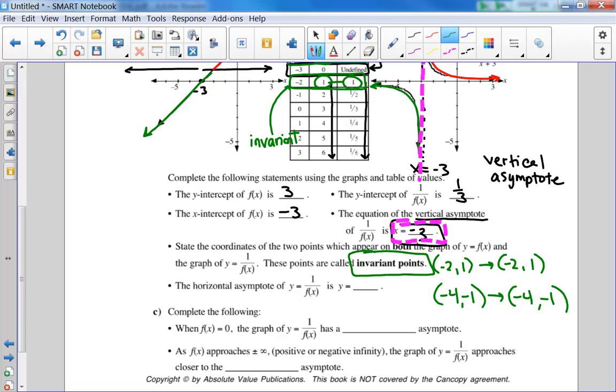And then it has the horizontal asymptote. Mr. Atchison, please call the office.